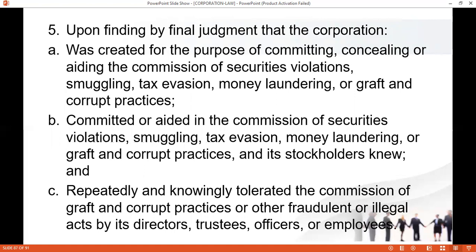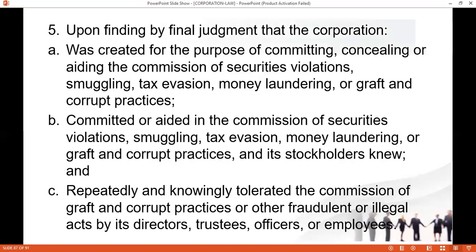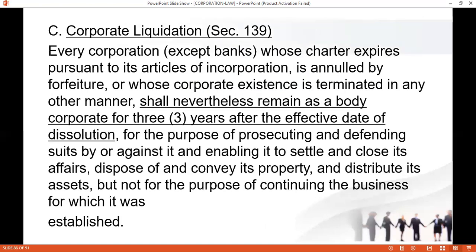Ito yung nangyari sa kapa, di ba? Kasi meron silang mga securities violations, etc. Mga violations under the law, no? Tax evasion, money laundering, yung mga fraud na mga ito, fraud, so pwede silang ipa-dissolve, okay?